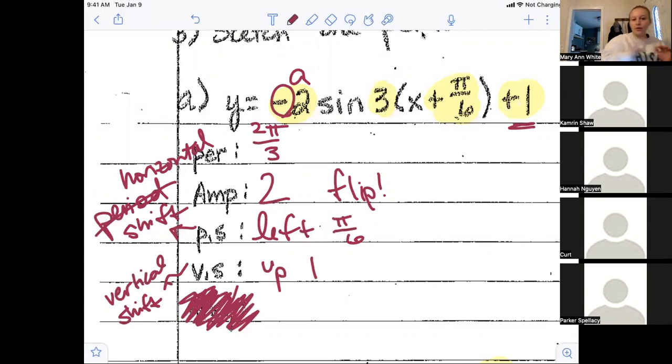Okay, even if you struggle with other parts of graphing, this first part, we should all be like, yes, I got it. I'm good at this. I can do this.